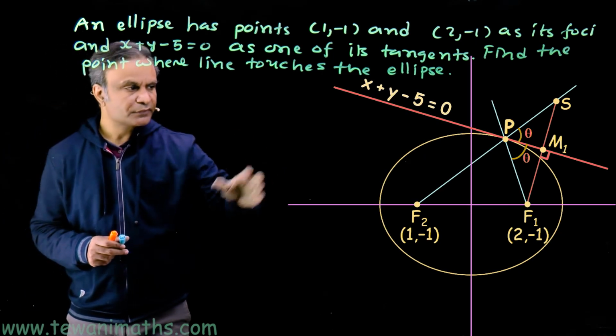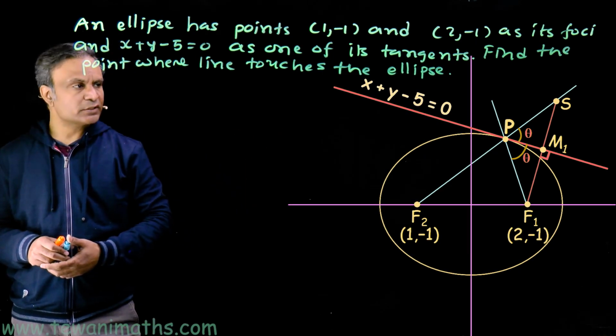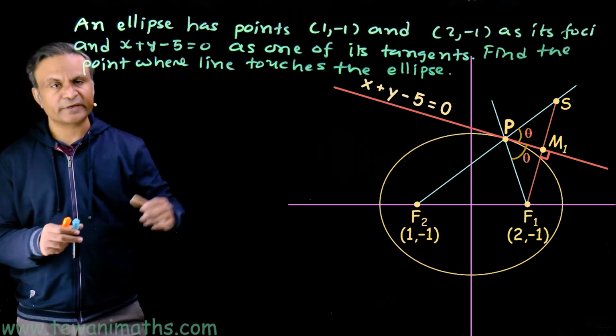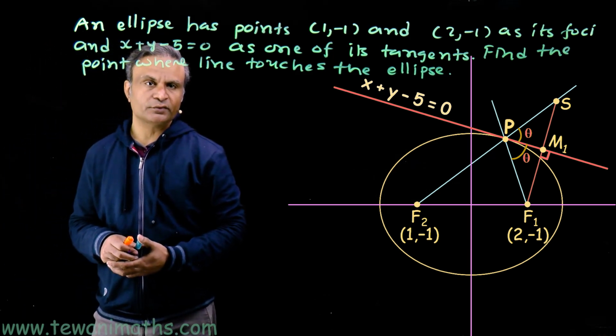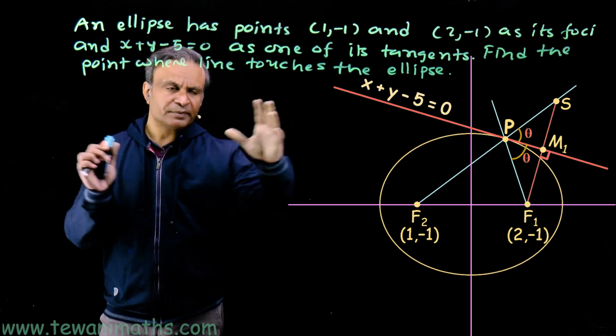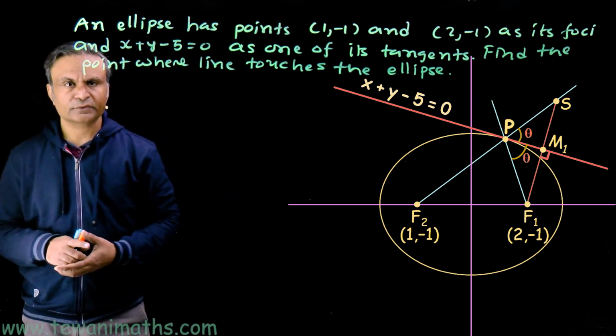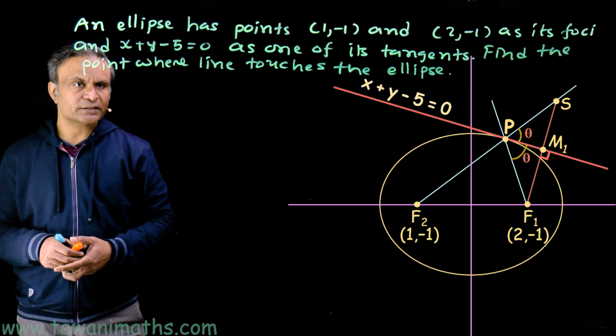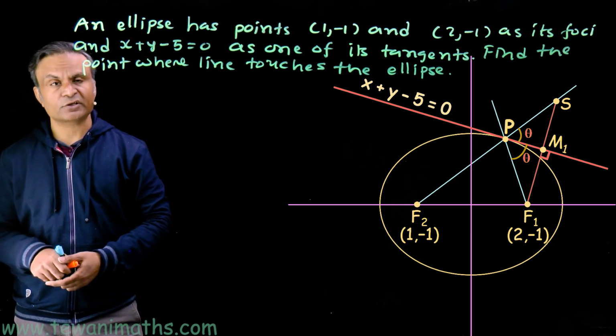So we consider this figure only. This is not the graph of the ellipse x squared over a squared plus y squared over b squared equals 1, but the structural aspects will all remain the same. Properties do not change with the equation of the ellipse.